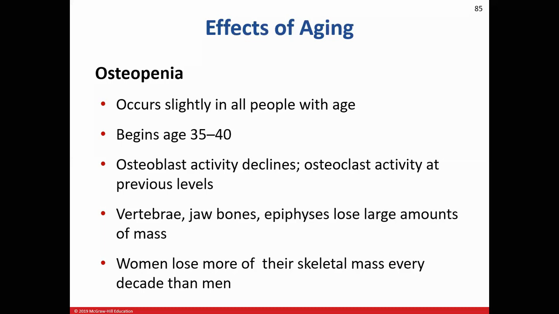And so as osteoblast activity declines, which are our bone-forming cells, but osteoclast activity maintains normal levels, we're going to see a situation where a lot of that bone density begins to decrease. We're going to see it in the vertebrae, in the jaw bones, and the epiphyses are going to lose large amounts of mass as well. We'll see a situation where women tend to lose more of their skeletal mass every decade than men.